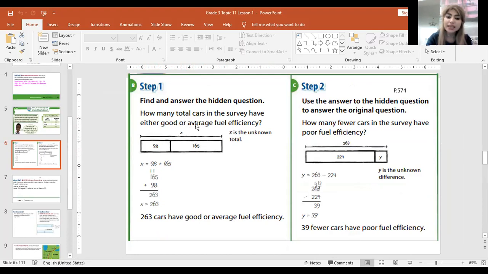So by naming this X as unknown and adding, then taking the X and putting it here. This is the X, the whole X. And the whole X is two numbers added to each other, and the part is 224. 263 minus 224 will give me the Y. So it's visualizing, giving me visual and problem solving, so I can know the unknown difference.